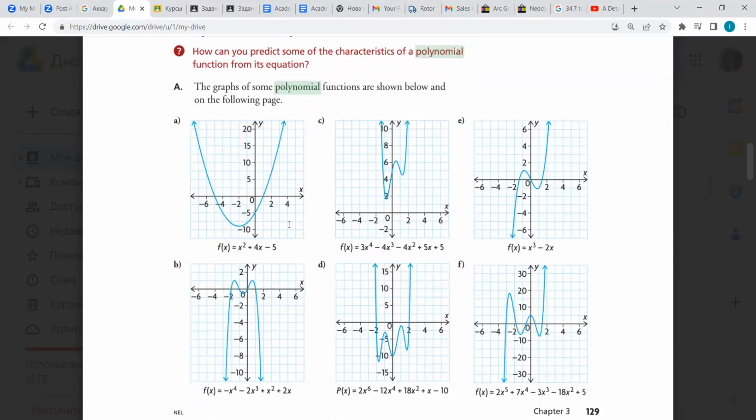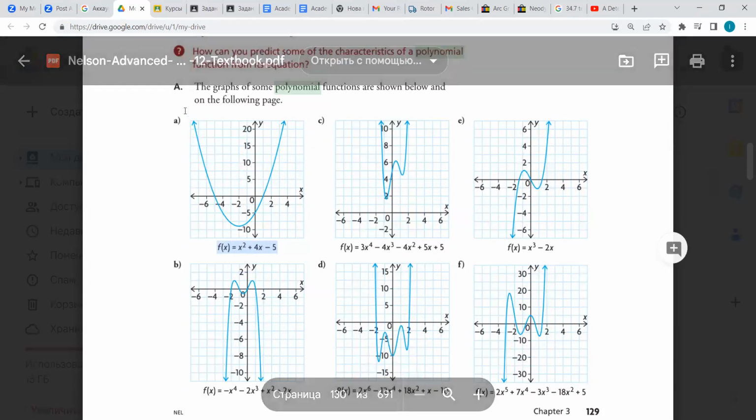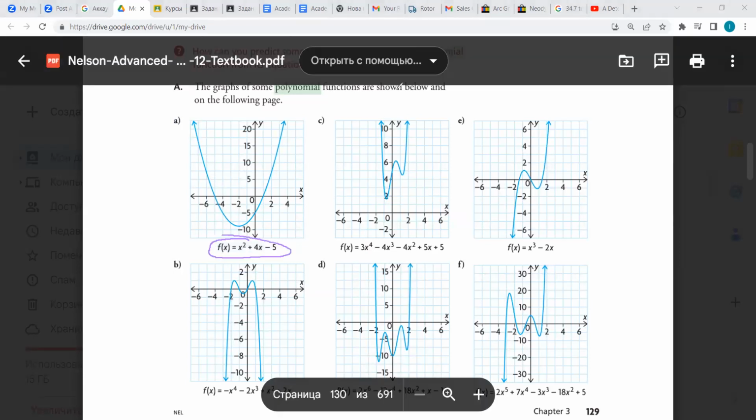Let's take a look at a few graphs that we can see here. For example, graph number A, we can see that this is a parabola. This is in fact a quadratic function. So the first characteristic, we know that it's going to have a shape as follows. It's going to be a parabola. And looking at the equation, we can see, for example, the vertical displacement, and so we know that the vertex of this parabola will be displaced downwards by 5 points.